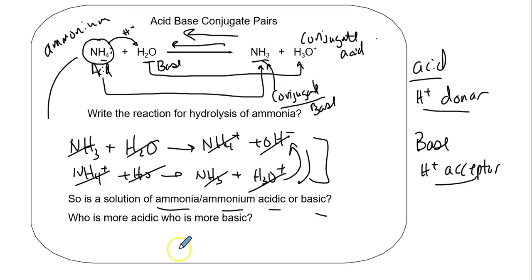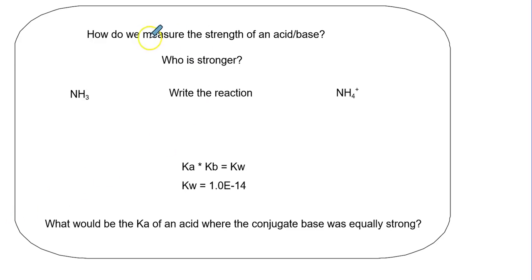Well, it turns out we have this idea of strength, and strength and concentration are two things that will affect this, and we'll be talking about that momentarily. Strength means how vigorously can you push towards products, how vigorously can you push back towards the other side. So how do we measure the strength of an acid?